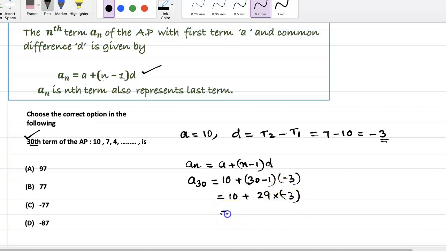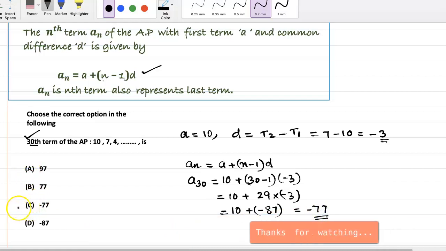which gives 10 plus minus 87. So the answer is minus 77. Let us see the options. Option A, B and C. So C is the correct option, minus 77.